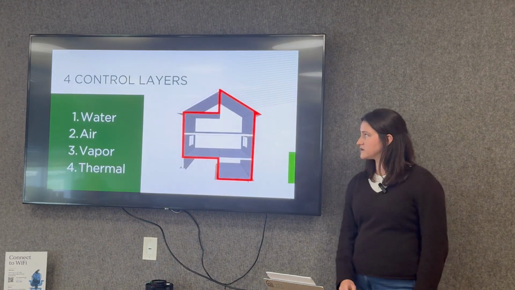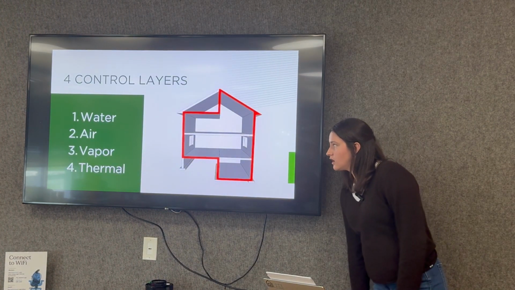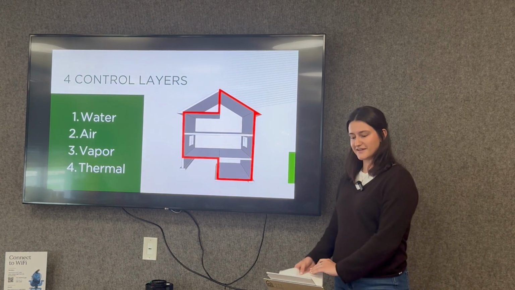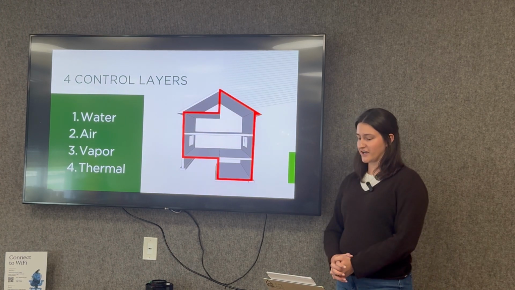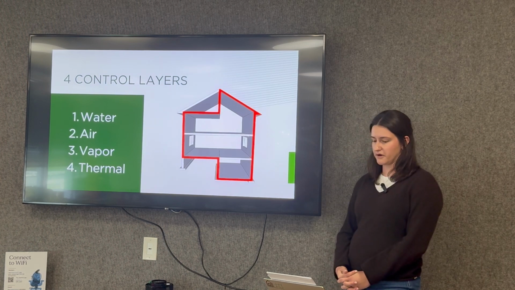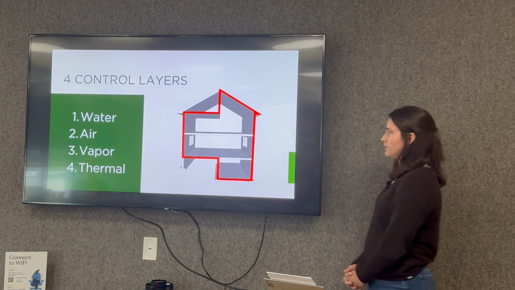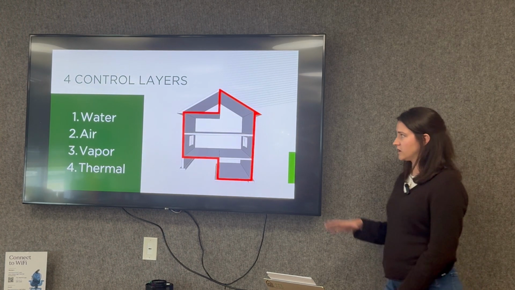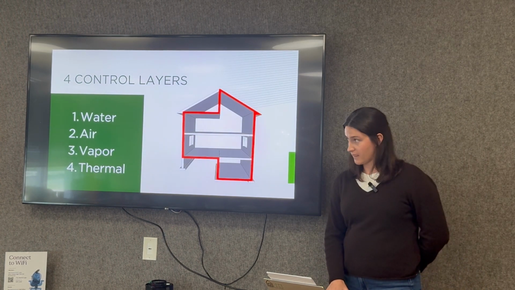So the building envelope is made up of 4 barriers: water, air, vapor, and thermal. The performance of any building inherently hinges on the continuity of these 4 barriers and the continued performance of the installed materials. And so today we're going to be looking at and talking about only the air barrier continuity.